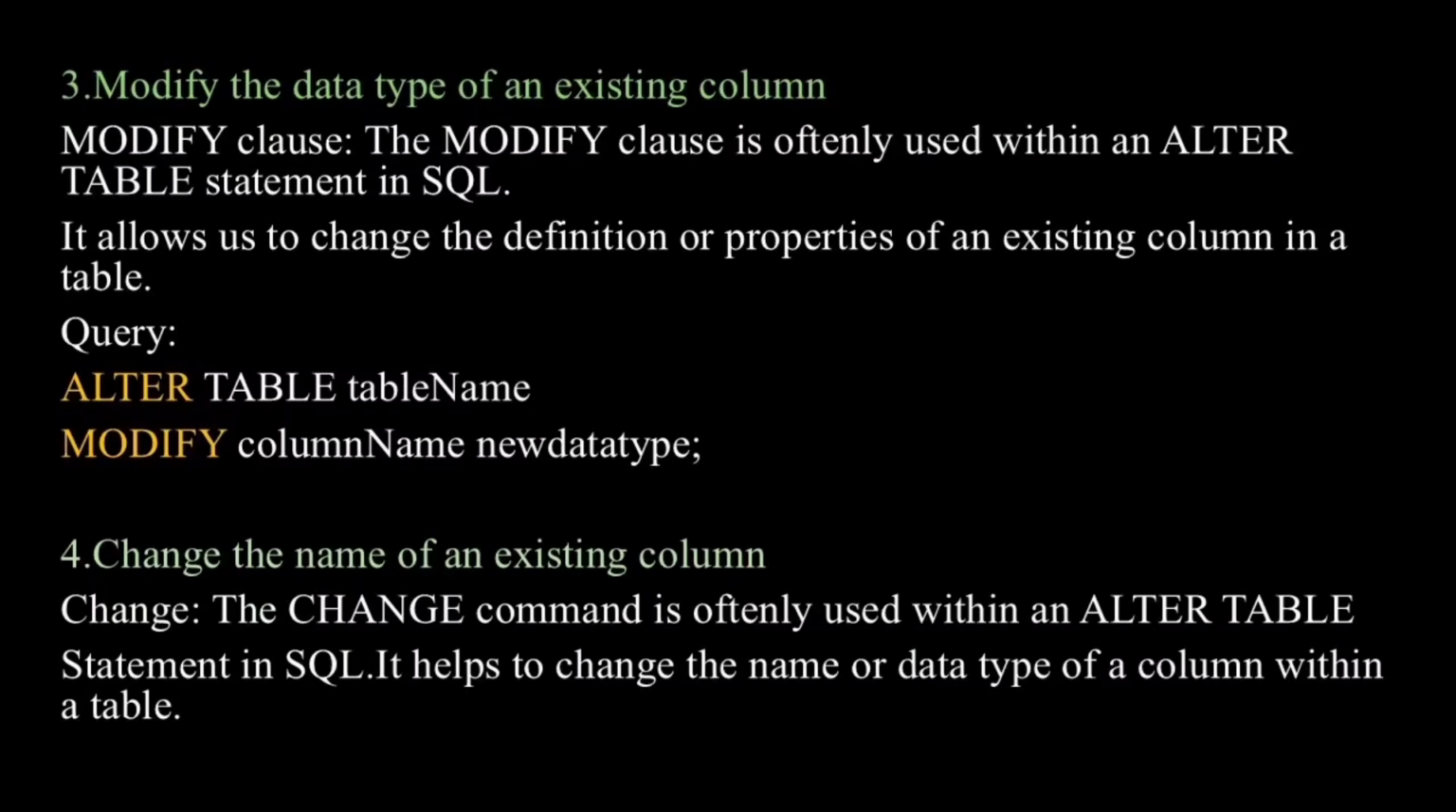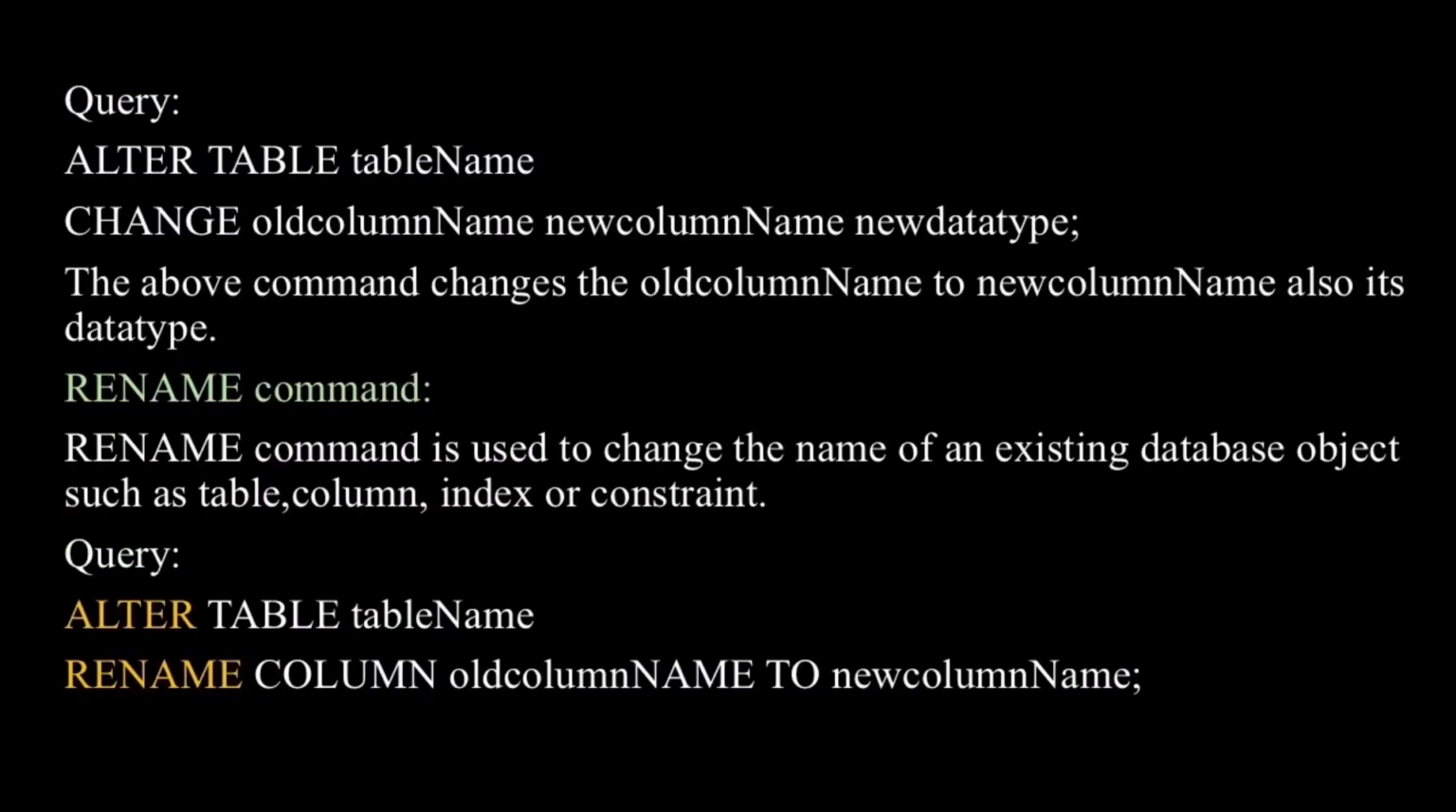Change the name of existing column. If you want to change the name of a column, for example, from old name to new column name and optionally update its data type, you would use alter command. Let's discuss the query and how it works. Start with alter table followed by table name and then use the change clause and provide old column name and the new column name. Optionally specify the new data type if you also want to change it. This command will change the old column name to the new column name and update the data.